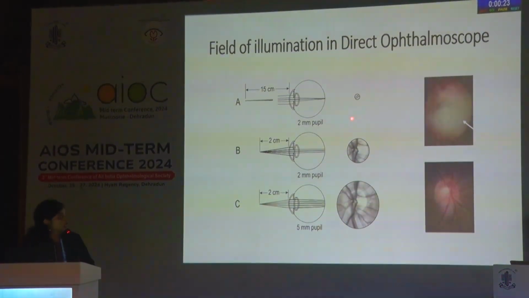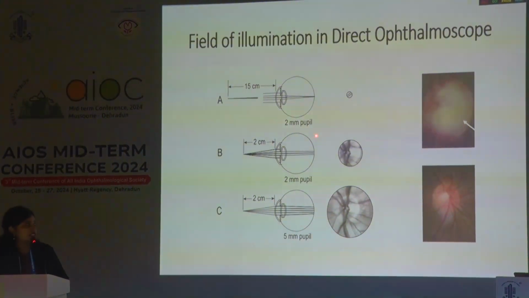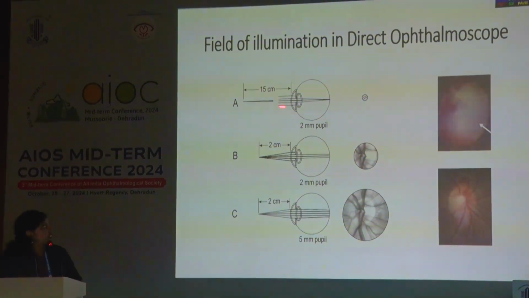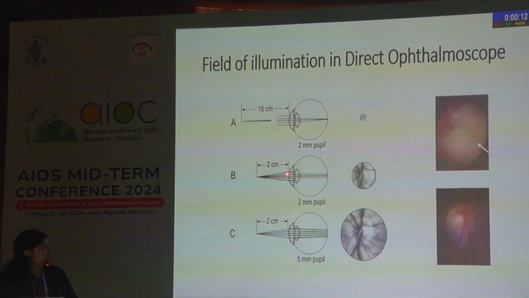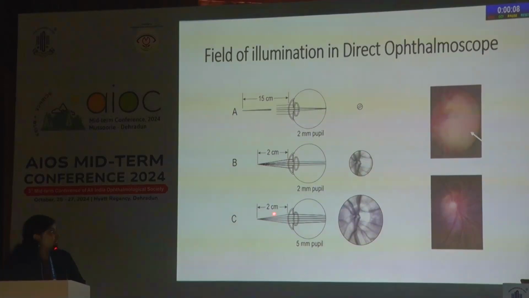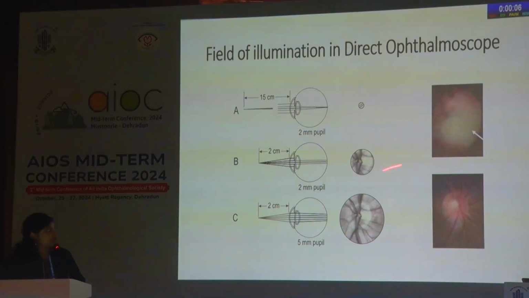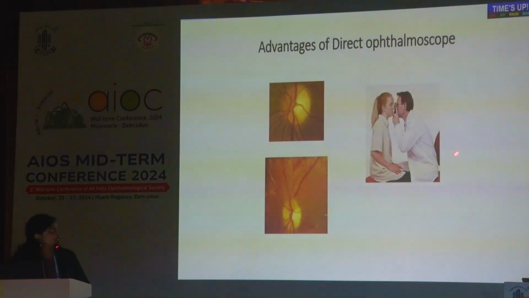Coming to the field of illumination, it is directly proportional to the size of the pupil and inversely proportional to the distance. At a distance of 15 cm in an undilated pupil, nothing of the fundus can be visualized, but at a 2 cm distance in an undilated pupil, a magnified view of the disc can be easily visualized. Similarly, at 2 cm in a dilated pupil, the disc as well as the periphery of the fundus can also be visualized. Coming to the advantages, the direct ophthalmoscope is highly portable. A highly magnified view of the disc can be seen. Time is up.